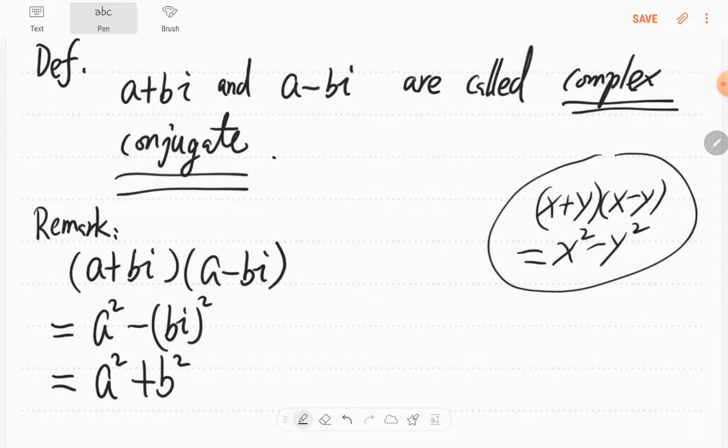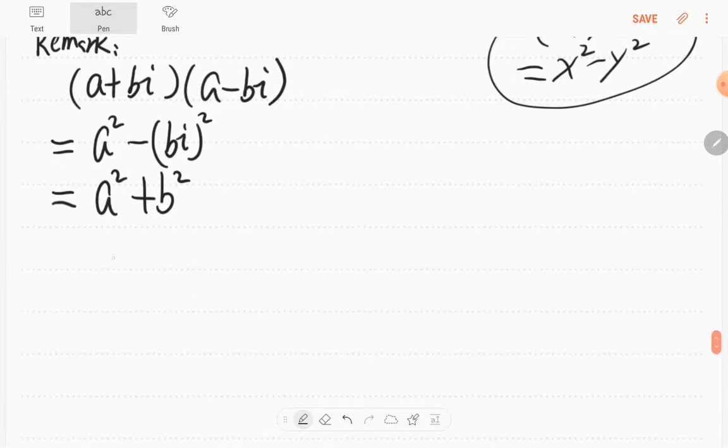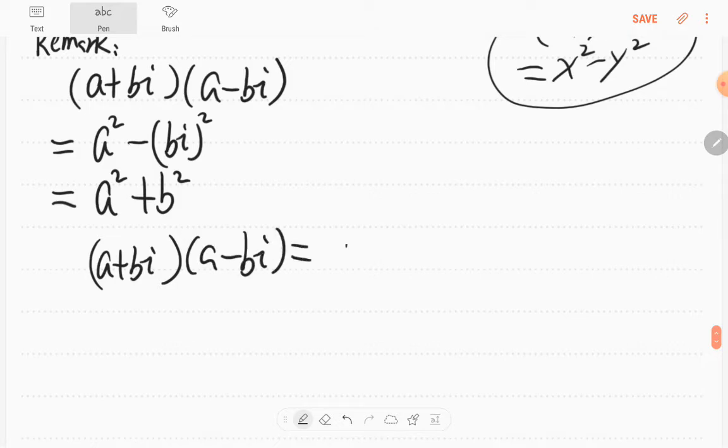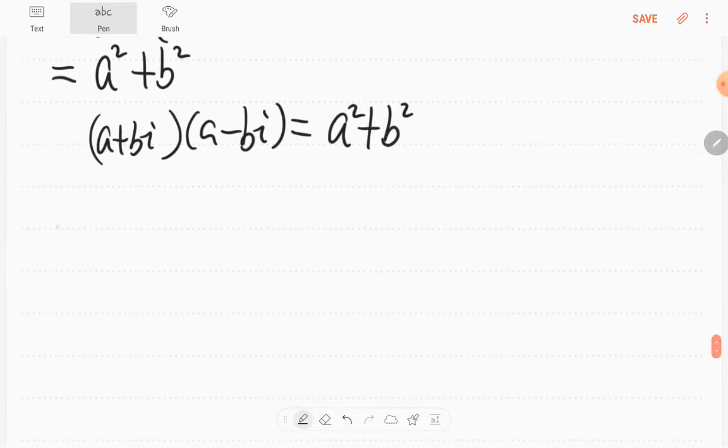So the result is, if you multiply the conjugates together, the result is a real number, right? So a plus bi times a minus bi is actually equal to a squared plus b squared. So you need to know that. If you have a complex number and we multiply by the conjugate of this complex number, the result would be a real number. Okay, so let's look at this one.